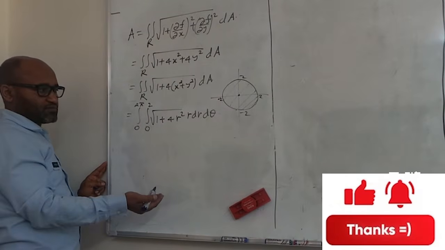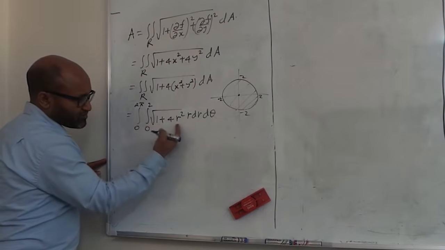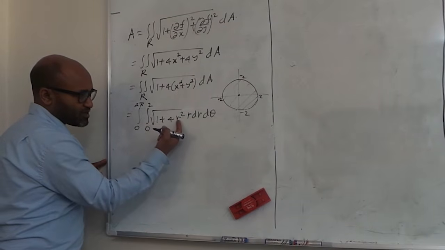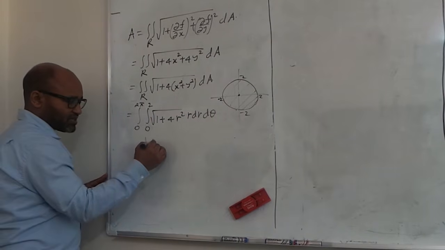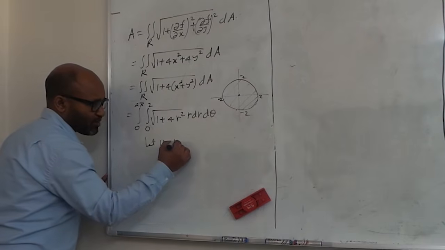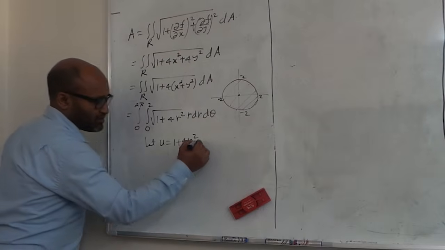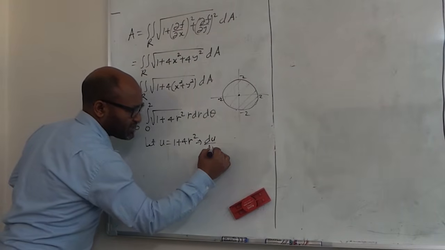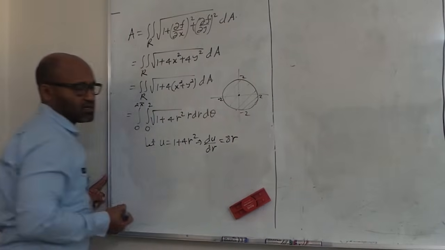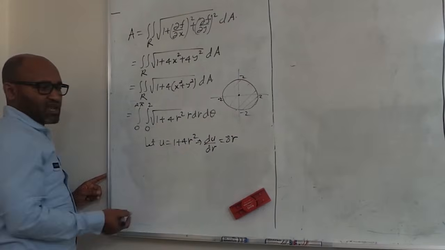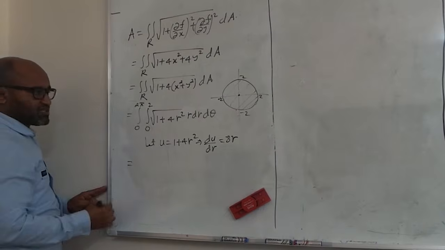ወደ polar coordinate ቀየር ነው. Then ይሄን ኢንተግሬት ለማድረግ look, the derivative of the inner function 1 + 4r² is 8r, ይመጣል r dr dθ. ስለዚህ let's use integration by substitution. Let u be 1 + 4r², then du/dr, the derivative of u with respect to r, is 8r. ስለዚህ ከዚህ ወደዚህ ወስደን በ8 ስናካፍለው r dr ምን ይሆናል? 1/8 du.